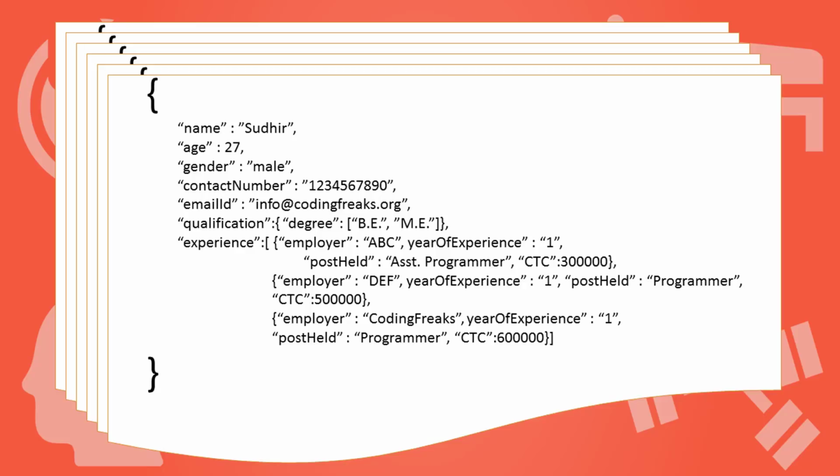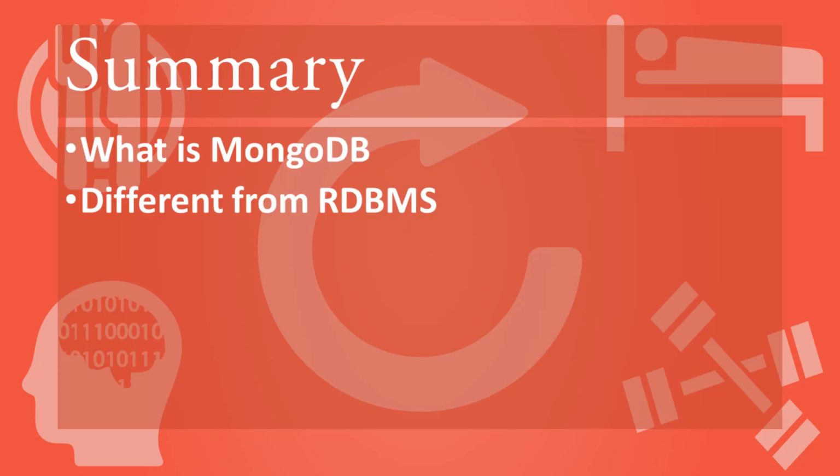MongoDB stores these documents in an entity called a collection. You may assume a collection is like a table in a relational database. In this video, you got a basic idea of what MongoDB is and how it is different from a relational database.